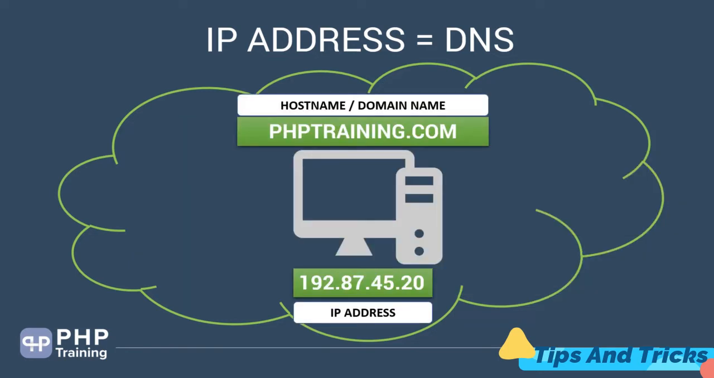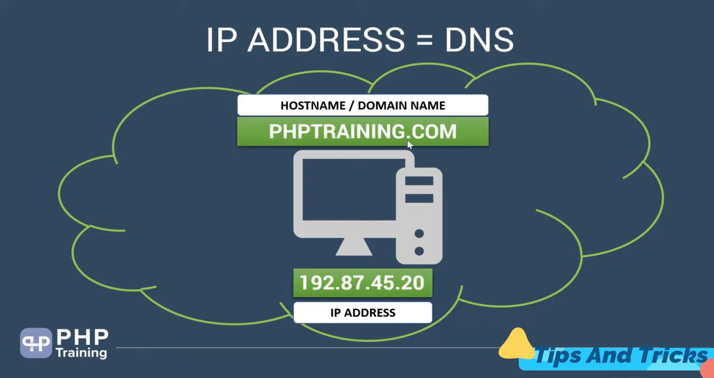Okay, so let's take an example. We have a computer on the internet having this IP address. We can assign a host name or a domain name. You can even call this domain name or host name something like phptraining.com. And once this name is assigned to this IP address, if you have to find the phptraining.com server, you don't have to remember the IP address now. You only have to say phptraining.com and you will connect to my computer.